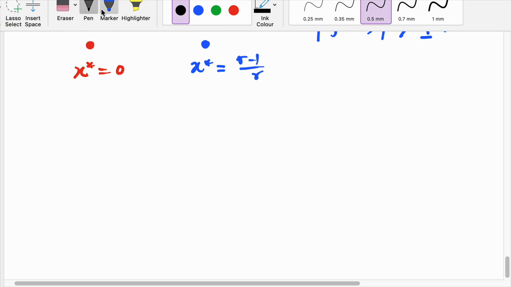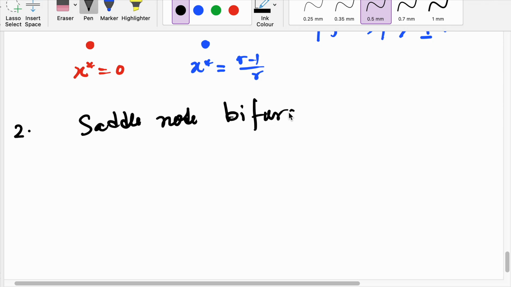Okay. Now the second case of bifurcation, which is a very important bifurcation, is called saddle node bifurcation. Now here comes an interesting story.